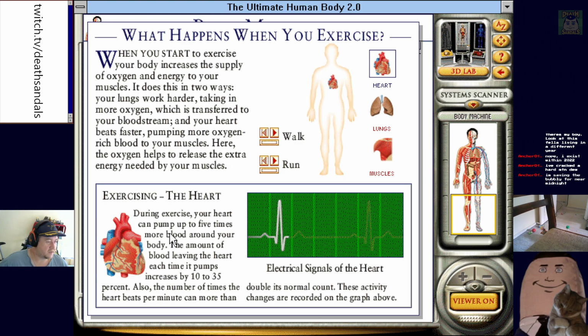During exercise, your heart can pump up to 5 times more blood around your body. The amount of blood leaving the heart each time it pumps increases by 10 to 35%. Also, the number of times the heart beats per minute can more than double its normal amount. The activity change is recorded in the graph above.